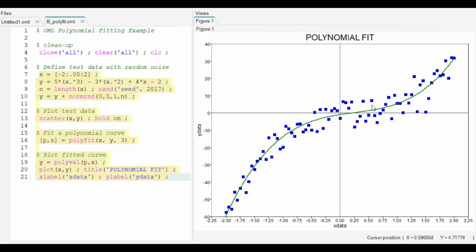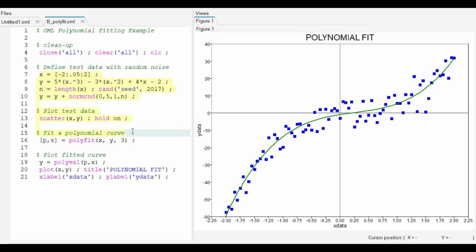The most important function in this example is polyfit. Polyfit calculates the coefficients of a polynomial that best approximates the measured data. The polynomial degree selected in this example is 3. This means the software attempts to fit a cubic polynomial. Internally, the algorithm uses the least squares method. The least squares method minimizes the total error between measured values and predicted values. This produces a curve that represents the overall trend of the dataset.